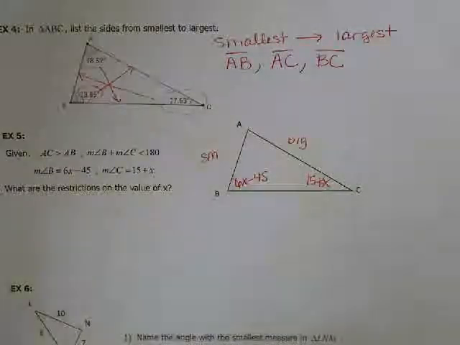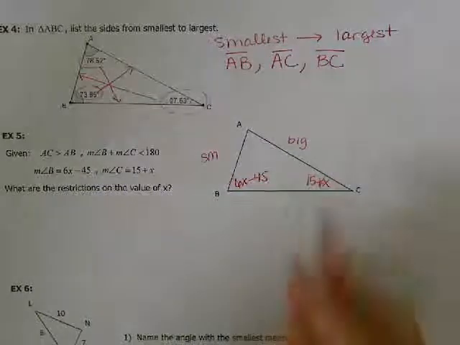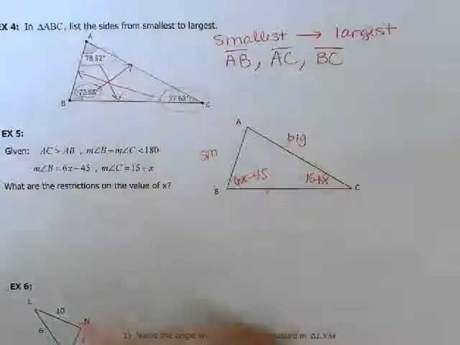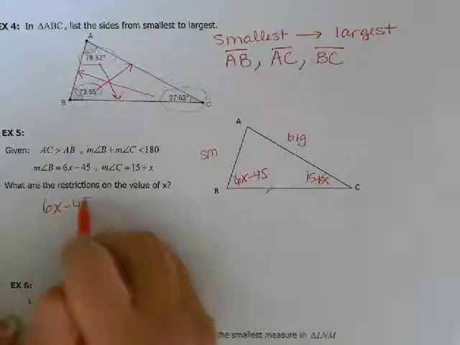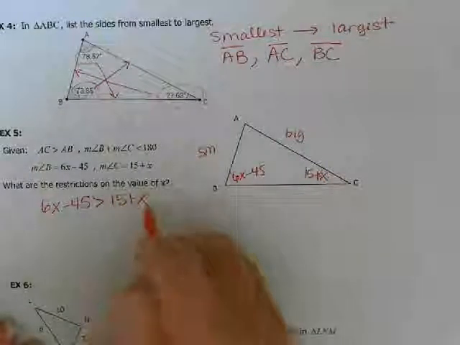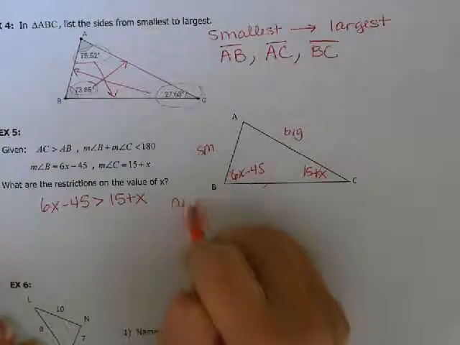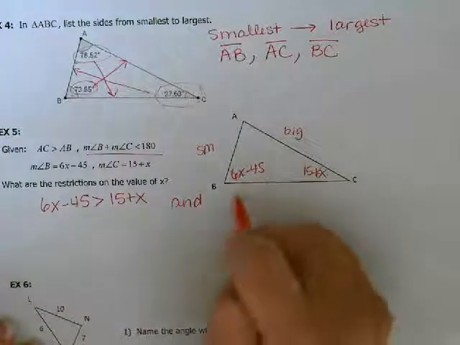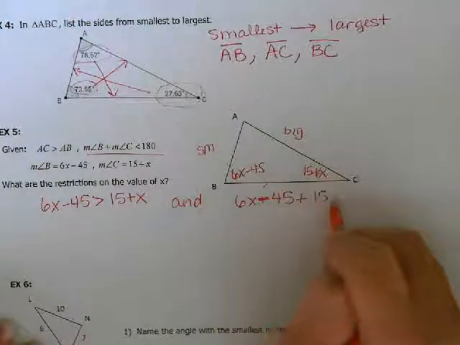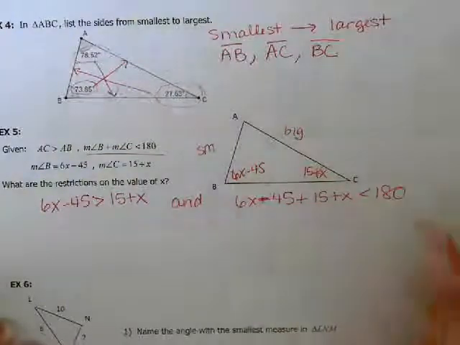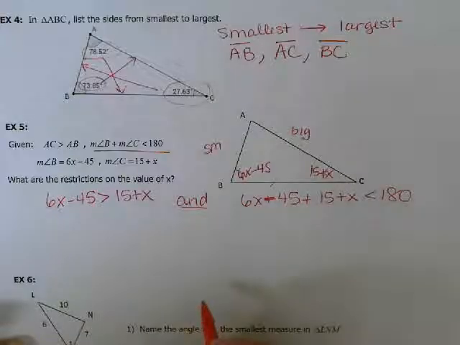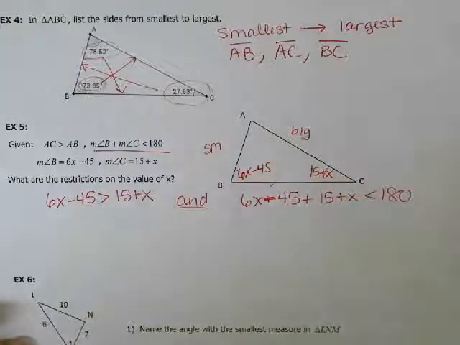So then there are two things that I can say. First of all, I know that because this angle is opposite the biggest side, 6x minus 45 needs to be bigger than angle C, because that's opposite a smaller side. And then the other thing I know comes from the second inequality. I know that 6x minus 45 plus 15 plus x needs to be less than 180. So those are the two inequalities that I can write, and these are going to help me find the restrictions on x. So go ahead, take a minute, and solve the two inequalities.